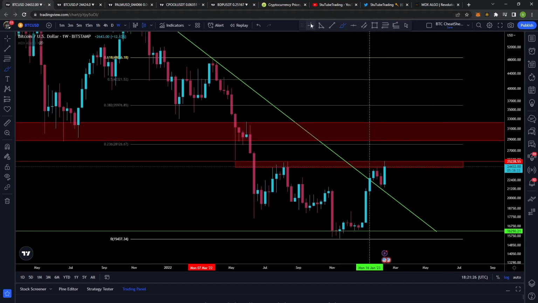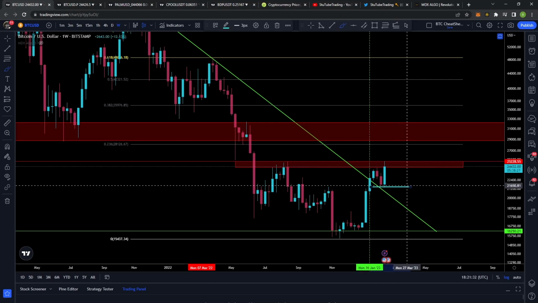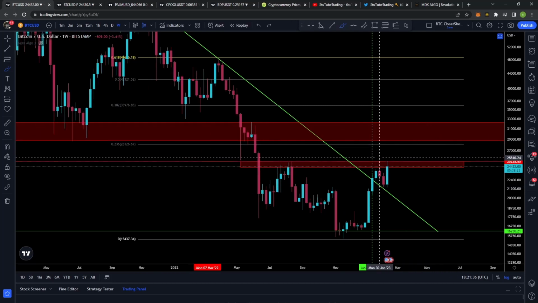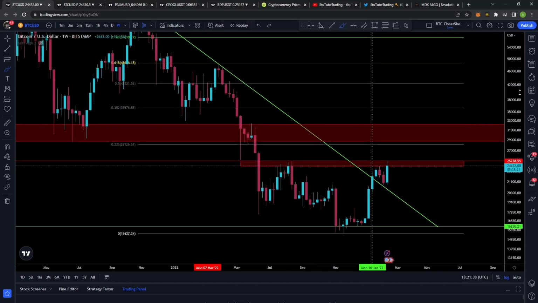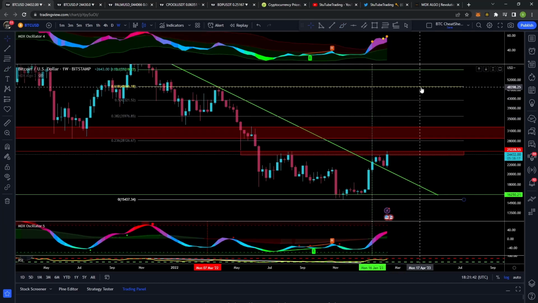The trend is your friend until proven otherwise. So really, as long as we hold this level, basically 21.4K, somewhere in there, I'm going to remain bullish for the midterm here. If I bring up some indicators, actually an important one, you see my vertical green dotted line here.